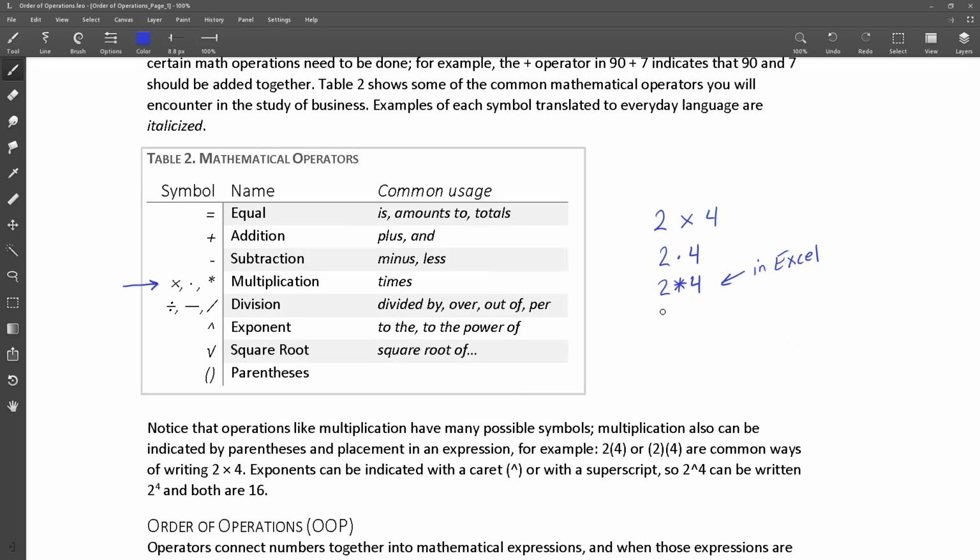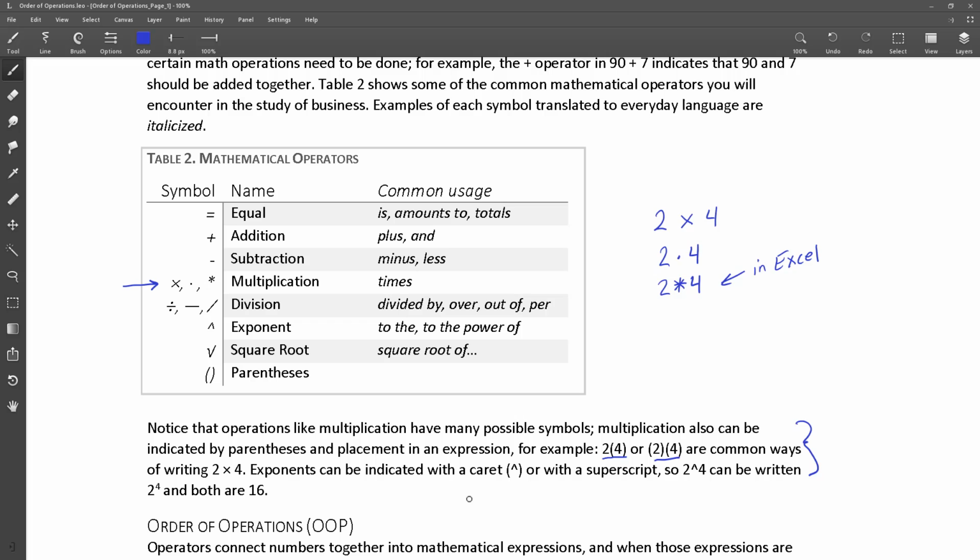Of course, there are even more ways to write these operations than what is indicated in this table, because as we see in this paragraph, 2 times 4 could also be indicated like this or like this. These are common ways. Using parentheses, where the 2 and the 4 are brought together with parentheses with no operator in between, indicates multiplication.